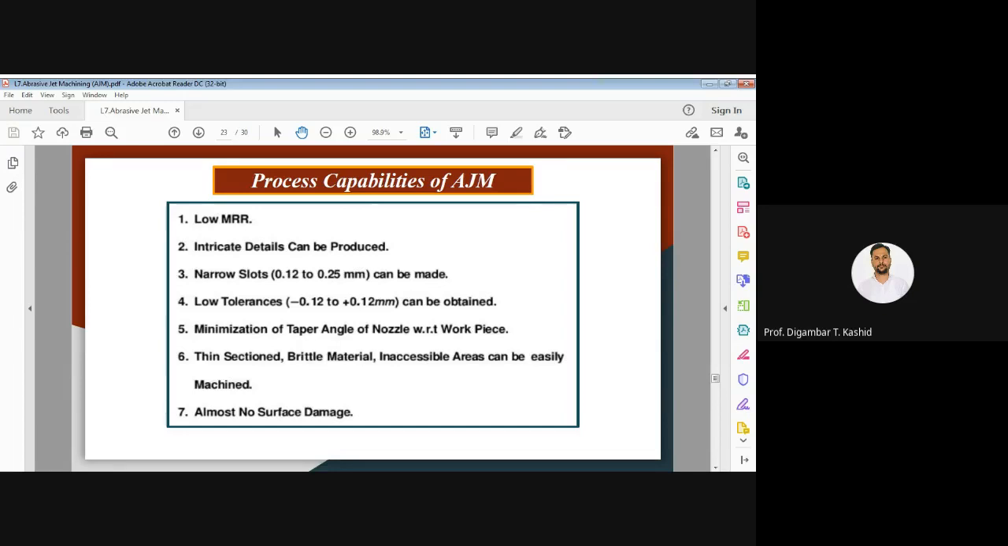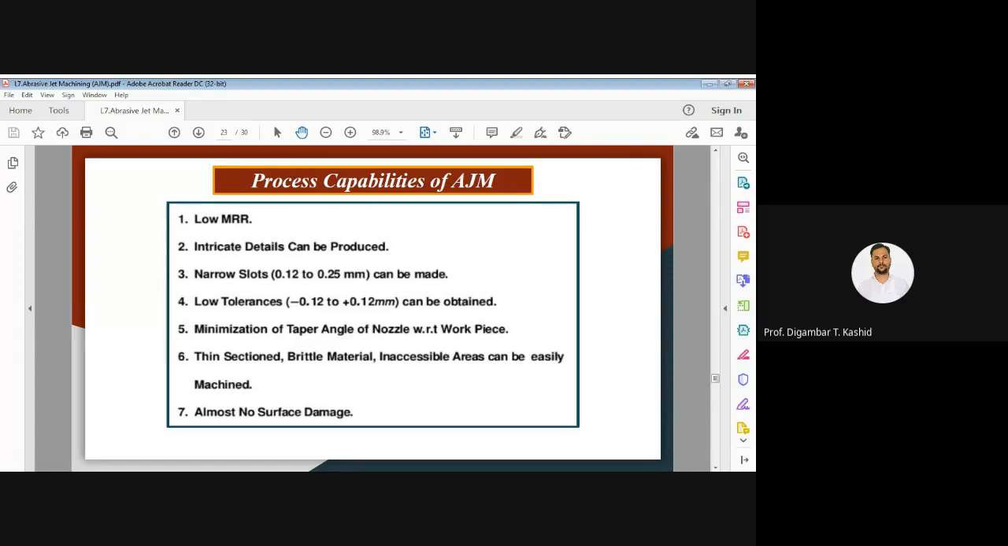Inaccessible areas are those which cannot be machined by conventional methods, or where the tool cannot be approached up to that point. If the jet can go inside a particular location, then it can drill a hole in that intricate component. It can also machine a cavity, especially where you want. The next capability is that there is almost no surface damage, because there is not much heat generation using this process.